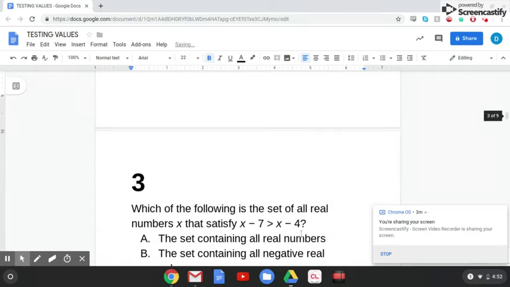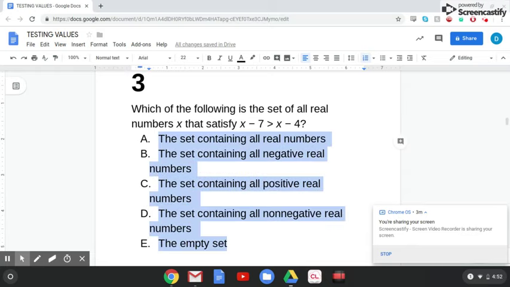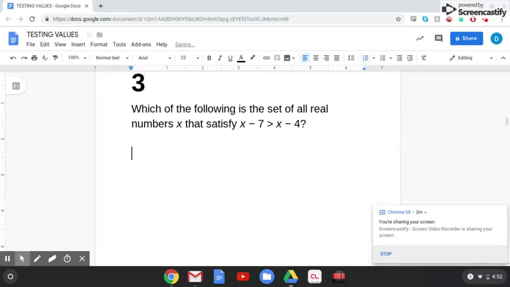Number 3, which of the following is the set of all real numbers x that satisfy x minus 7 is greater than x minus 4? Let's just get rid of these for the moment. So let's kind of pick a number here. Let's say x is equal to 2. So if we plug that in right here.